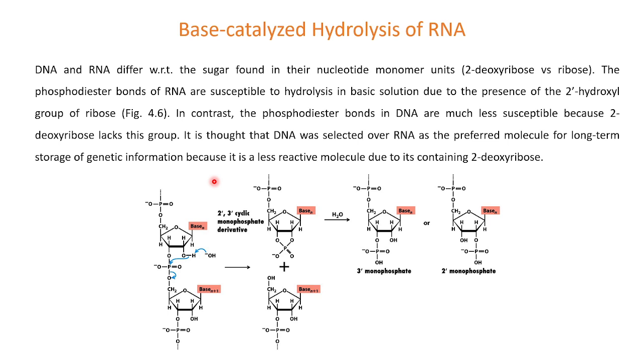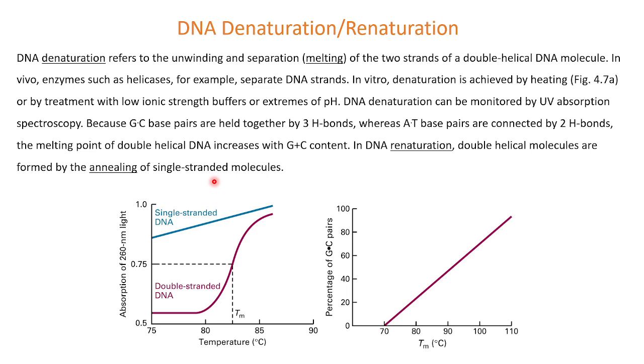Now, it is thought that DNA was selected over RNA as the preferred molecule for long-term storage of information because it is a less reactive molecule due to its containing the 2-deoxyribose. Now, DNA denaturation is a term that refers to the unwinding and separation of the two strands of a double helical DNA molecule.